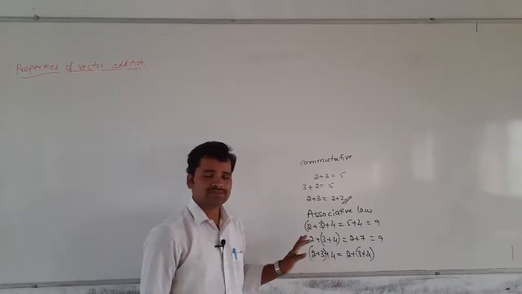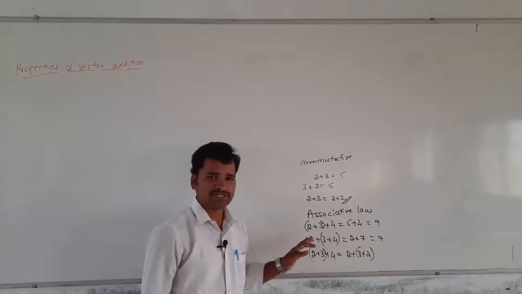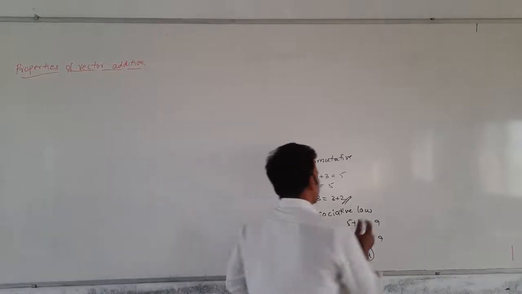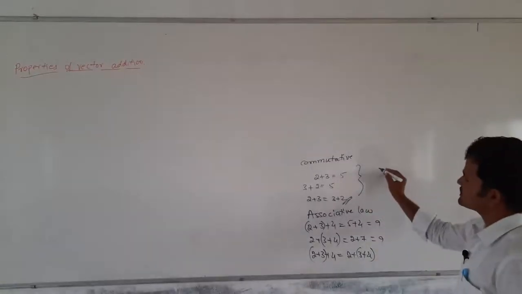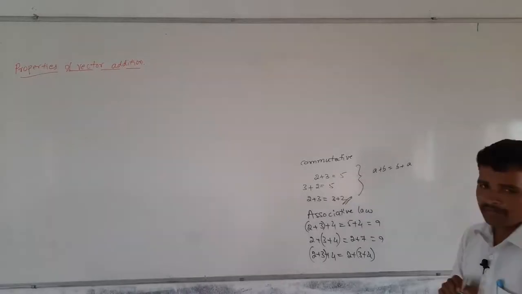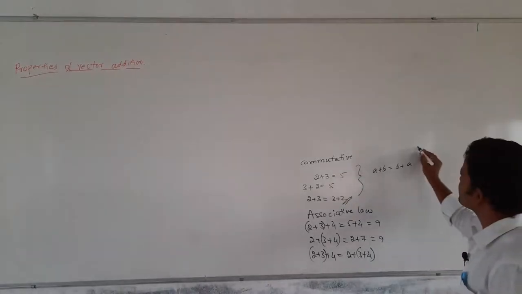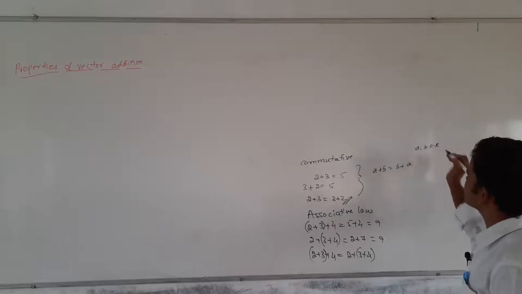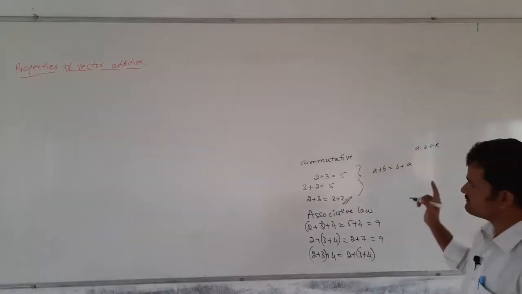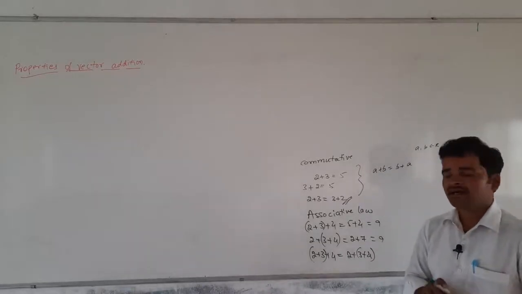I am explaining with an example. It doesn't mean that if it is satisfied for only one example, then it is true. We should not consider it like that. It has to be satisfied for all real numbers. It has to satisfy a plus b is equal to b plus a, where a and b are real numbers. If it is satisfied for all real numbers, then we say that addition of real numbers is commutative.